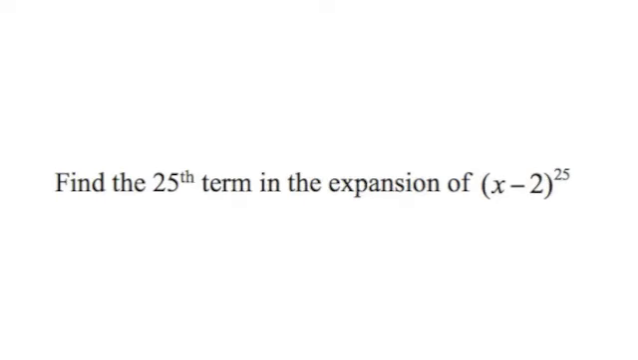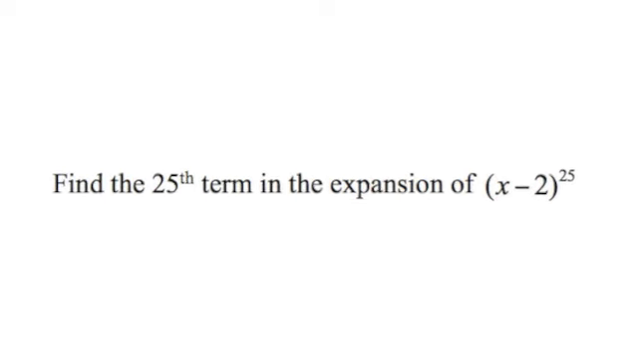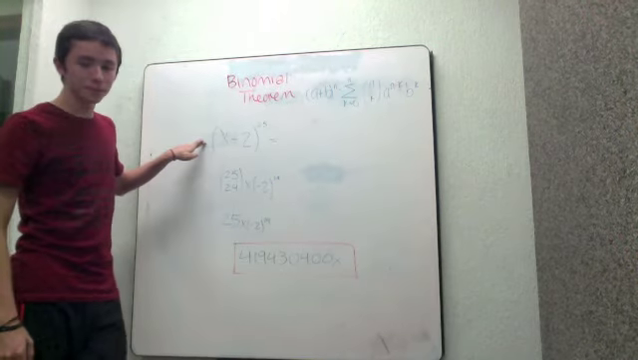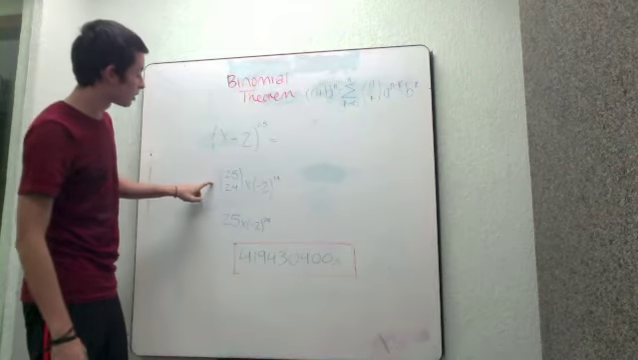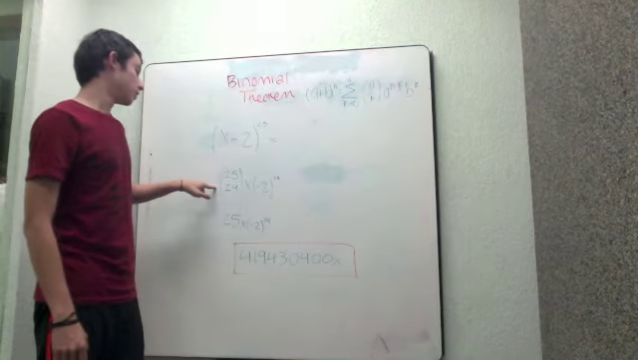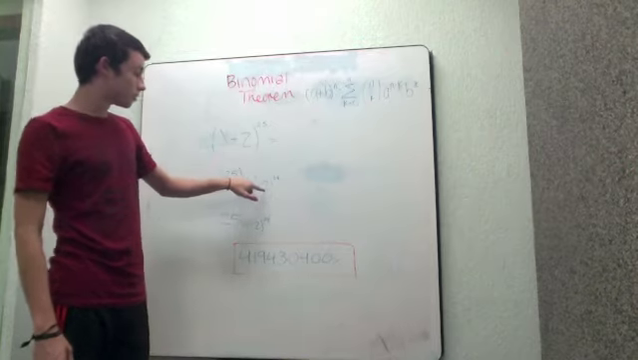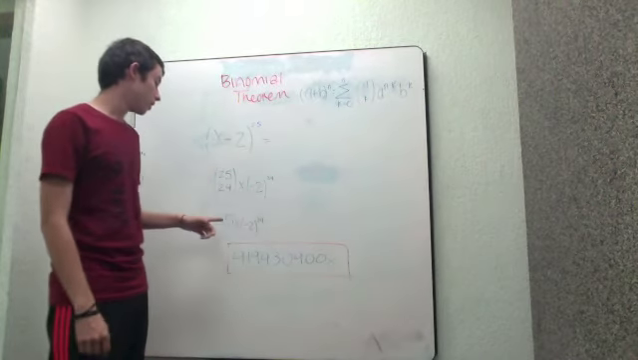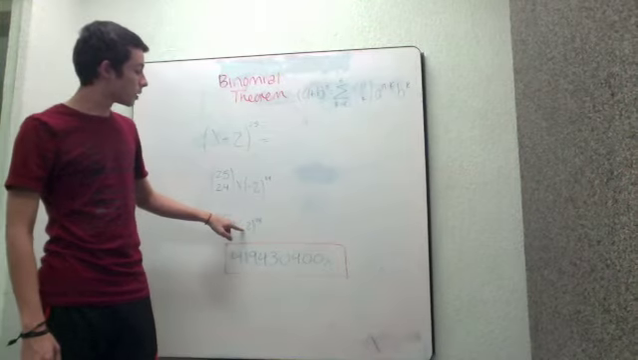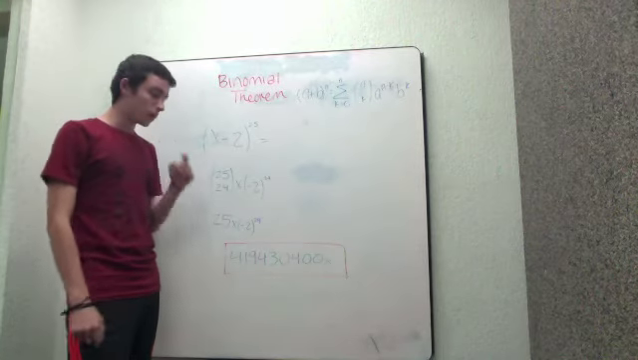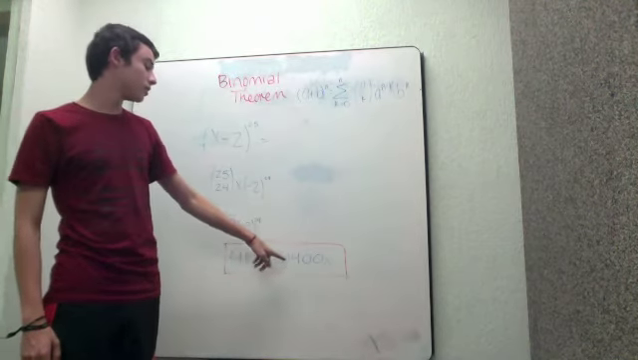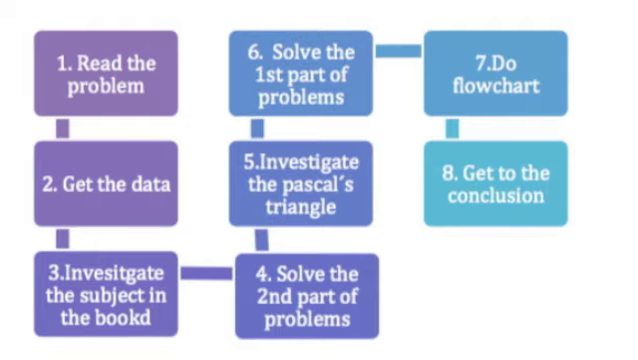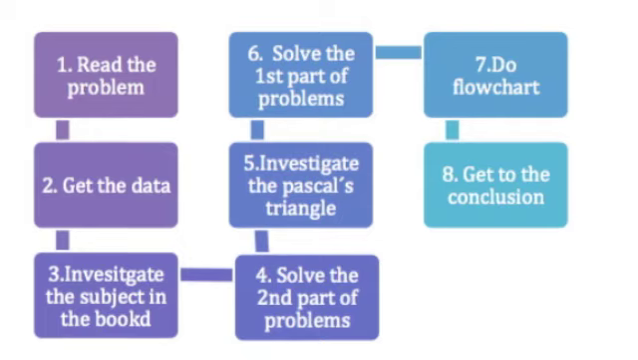Find the 25th term in the expansion of (x - 2)^25. For the last problem, we need to find the 24th term in the expansion of this binomial. So it will be 25 combination 24, x times minus 2 to the 24th power, and it gives us 25x times minus 2 to the 24th power, and our final result is 419,430,400x.